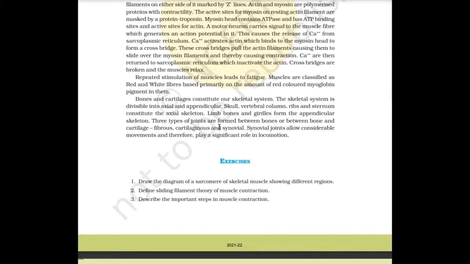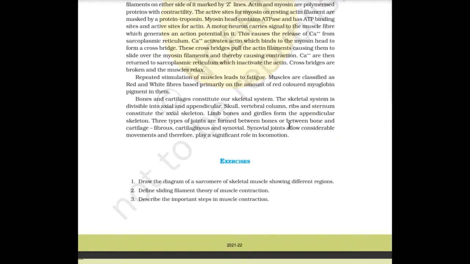Repeated stimulation of muscles leads to fatigue. Muscles are classified as red and white fibers based primarily on the amount of red-colored myoglobin pigment in them. Bones and cartilage constitute our skeletal system. The skeletal system is divisible into axial and appendicular. Skull, vertebral column, ribs, and sternum constitute the axial skeleton. Limb bones and girdles form the appendicular skeleton.